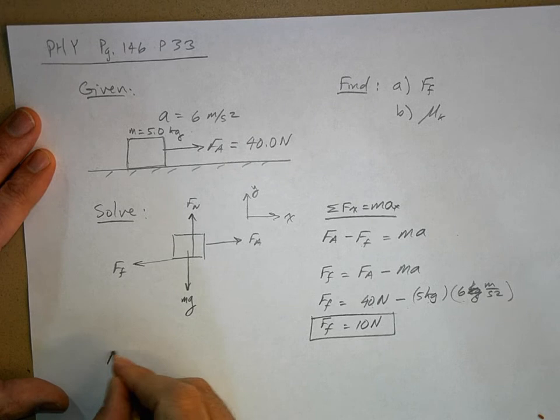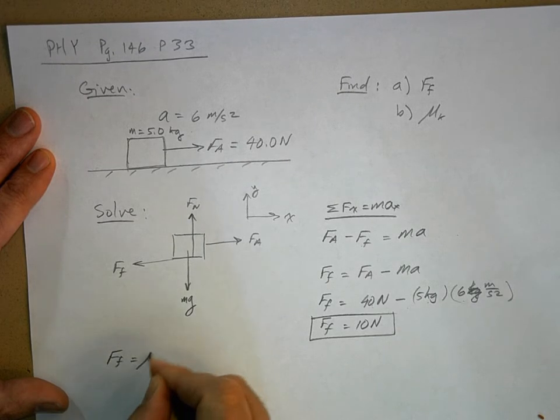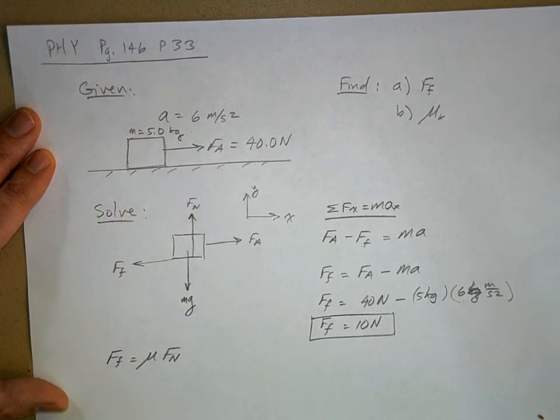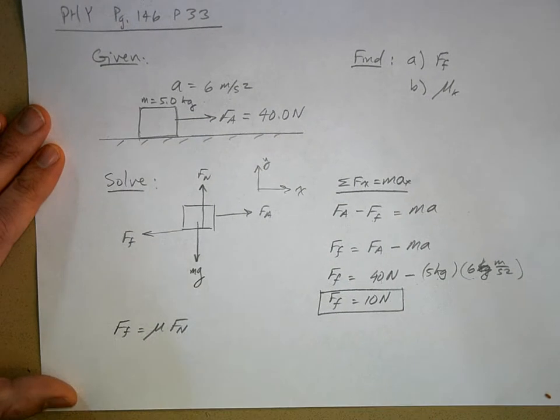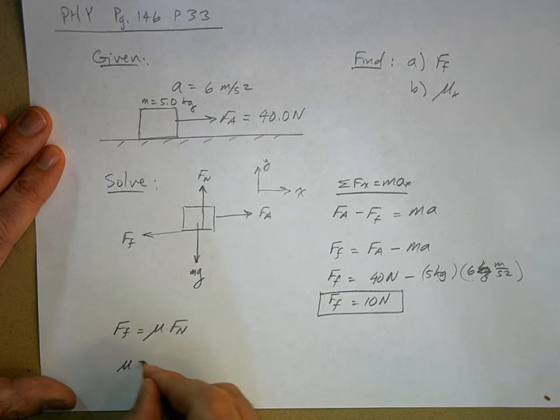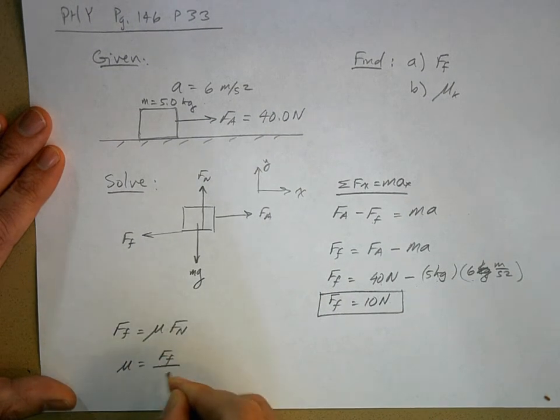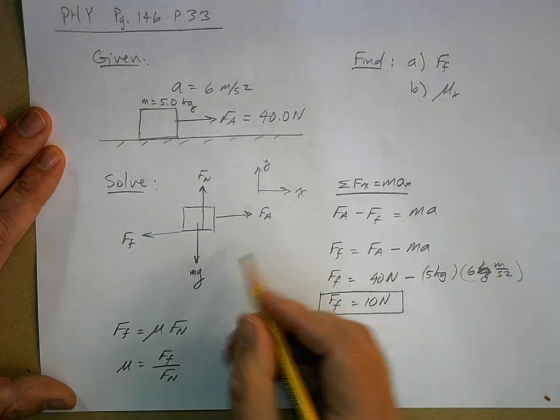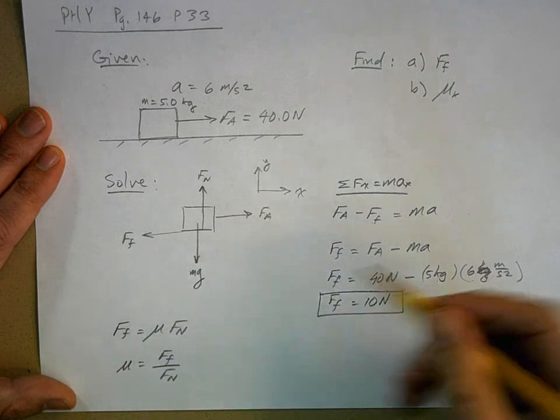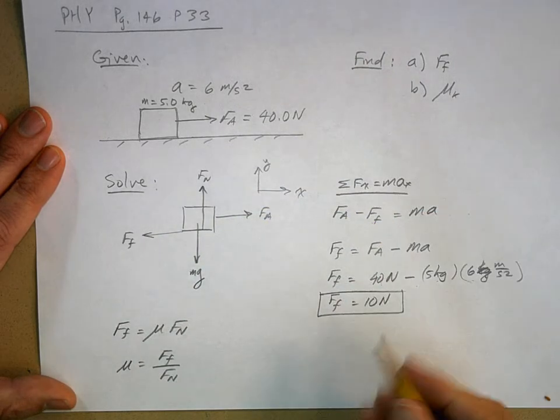Now in part B, it wants the coefficient of friction. Well, our basic equation, force of friction equals mu times the normal force. Therefore, mu equals the force of friction divided by the normal force. Well, what is the normal force? Well, if I sum the forces in the y direction, I'll just formally do it.